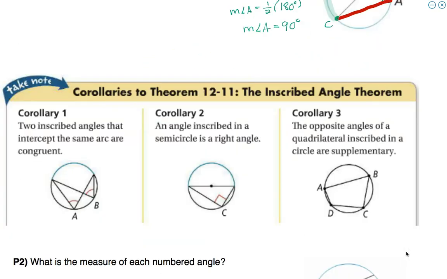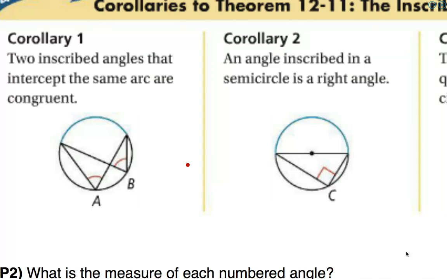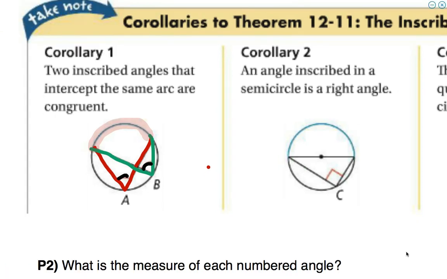So we have some corollaries. Corollary 1. If you have two inscribed angles, and I'm going to see if I can highlight them for you. So you have A and you have B, and we're saying that they're congruent. And notice they represent the same arc, the same intercepted arc. So the corollary says two inscribed angles that intercept the same arc are congruent.